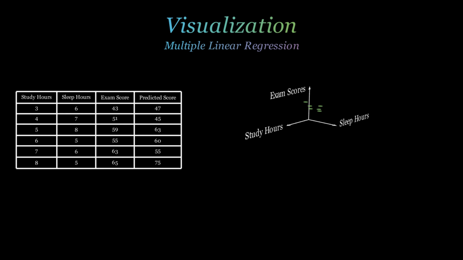The green dots on the graph represent the predicted scores by the model for the given study hours and sleep hours. We can see how these points are scattered in the 3D space.